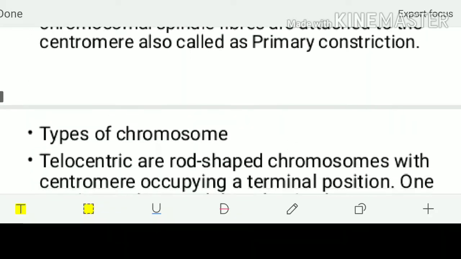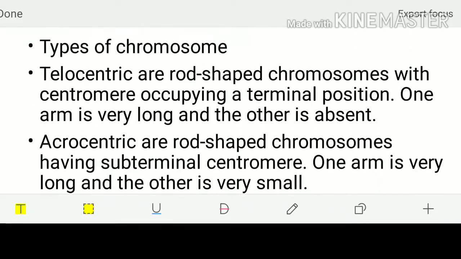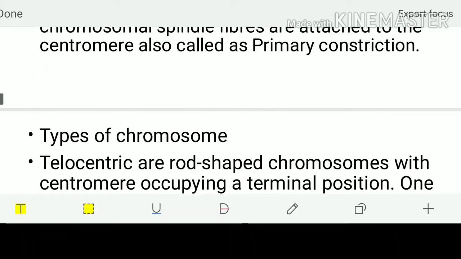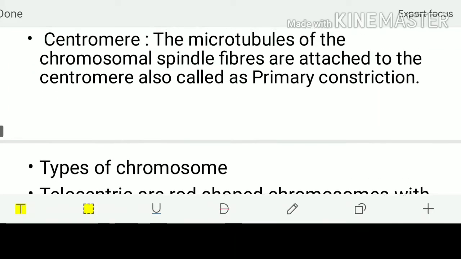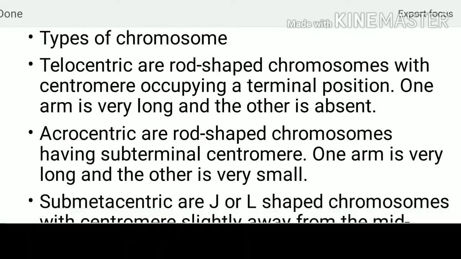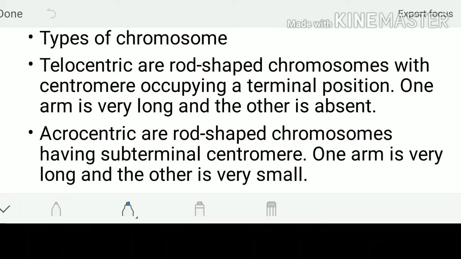Our today's topic is here. Today we'll be dealing with the types of the chromosome. As a brief revision, the last topic we have done was the centromere. Now, types of the chromosome on the basis of the position of the centromere.